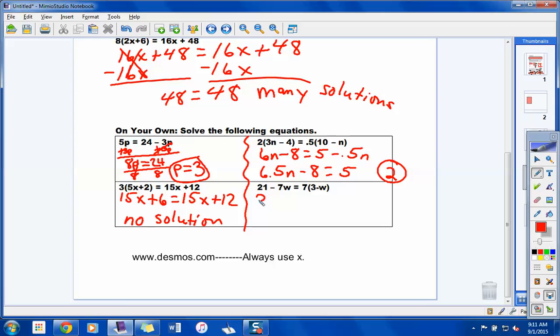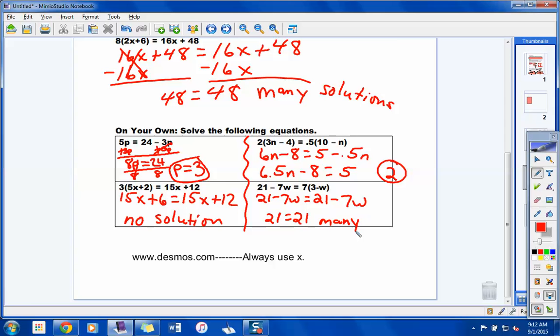Check out the next one here, guys. You have 21 minus 7w equals 21 minus 7w after I distribute, right? Are the coefficients the same on the 7w's? They're both negative 7, right? So what are you going to do? Add 7w to both sides. When I add 7w, I've got 21 is equal to 21. So what's this implying? Many solutions. Okay? Many solutions.